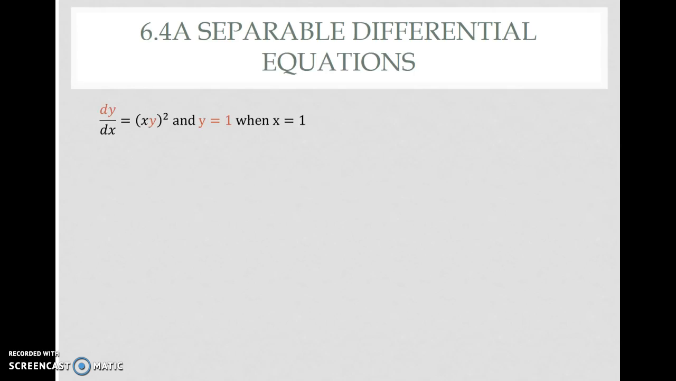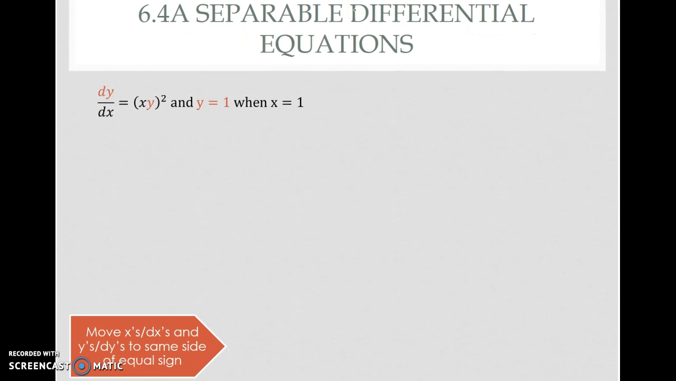So here's an example. It's a derivative equation, but it has both x's and y's in it, so it should look something like implicit differentiation happened. The process for undoing it is you're going to move the x's and the dx's and the y's and the dy's to the same side of the equal sign. So I'm going to write this as dy dx equals x squared times y squared. I'm going to move the y's to the left and the x's to the right, just kind of arbitrarily. So dy divided by y squared equals x squared dx.